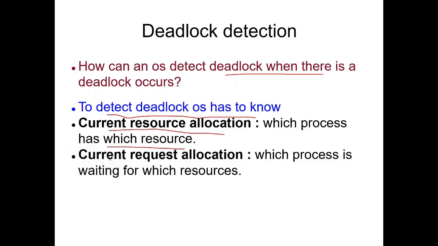Another piece of knowledge is the current request allocation: which process is waiting for which resources. Some of the processes may request some additional resources, because in their further needs they still want resources to be used. So which processes are requesting which resource? Even this knowledge the operating system must have.